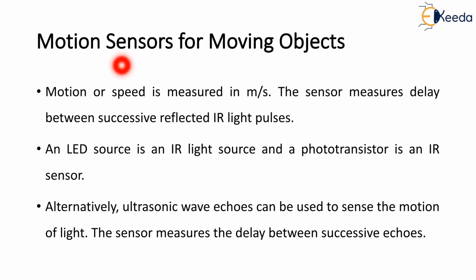So next is motion sensors for moving objects. So here the motion or speed is measured in meters per second. So the sensors measure the delay between successive reflected IR light pulses. An LED source is the IR light source and a phototransistor is the IR sensor. So alternatively, ultrasonic wave echoes can be used to sense the motion. So the sensors measure the delay between successive echoes.